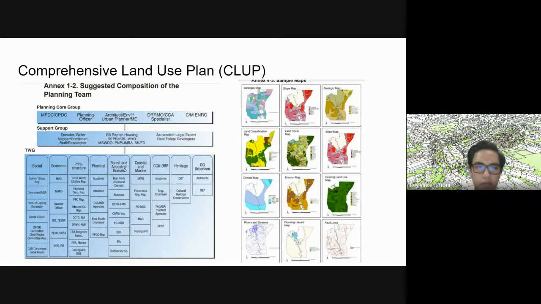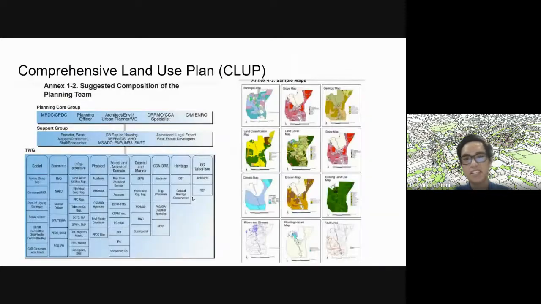Forest and ancestral domain. So this will be another local community representative, coastal and marine representatives, CCADRR. What the heck is a CCADRR? So I need to look that up. Heritage and then urbanism. I don't know what GG urbanism is. So there are so many acronyms.